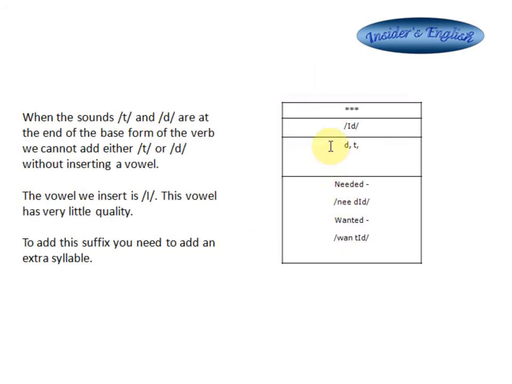Did you notice that we did not have D and T on our lists in the last 2 slides? Well, when the sounds T and D are at the end of the base form of the verb, we cannot add either T or D without inserting a vowel. The vowel we insert is I. This vowel has very little quality. To add the suffix, you need to add an extra syllable.